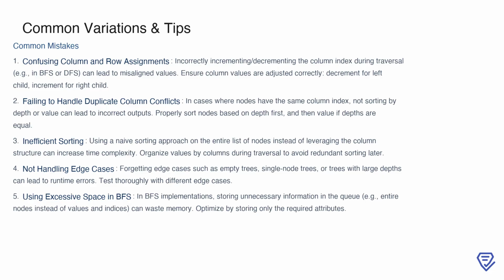Additionally, don't overlook edge cases. For instance, empty trees, single-node trees, or trees with extreme depths can all introduce runtime errors if not handled properly. Lastly, in BFS implementations, be mindful of space usage. Storing unnecessary details in the queue, such as entire nodes instead of just values and indices, can waste memory. Optimizing your queue structure will ensure efficient space usage.